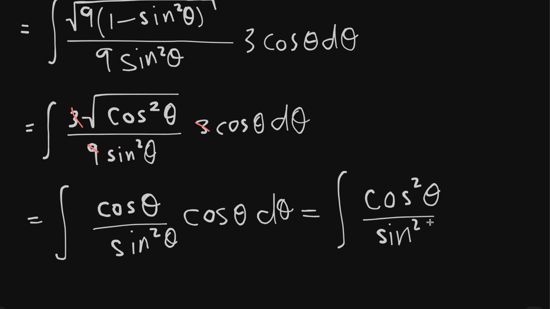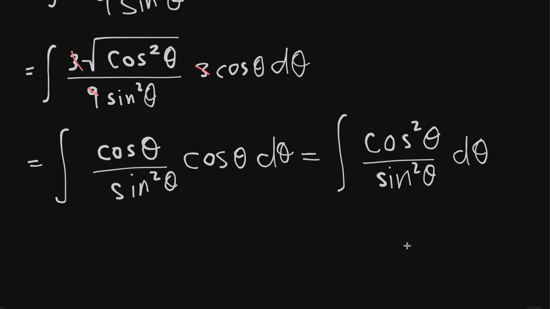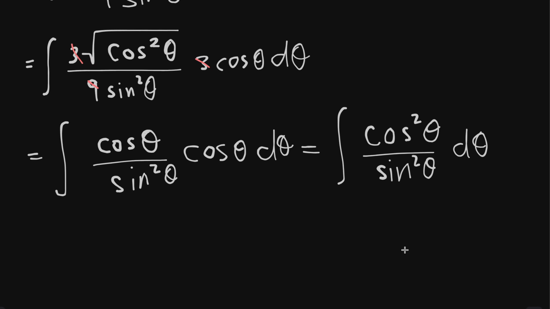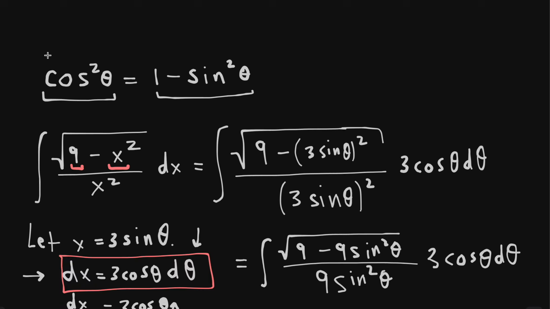Over sine squared theta, d theta. Okay, now the temptation here might be to write this as cotangent squared of theta, because the definition of cotangent is cosine over sine. However, that will not help you. Instead, what you want to do is replace the cosine squared of theta using, you guessed it, this trig identity again.